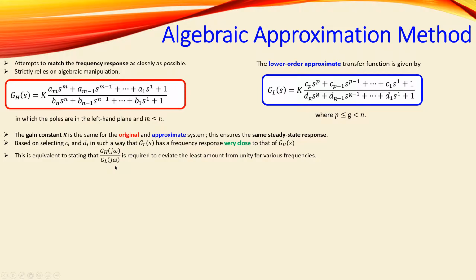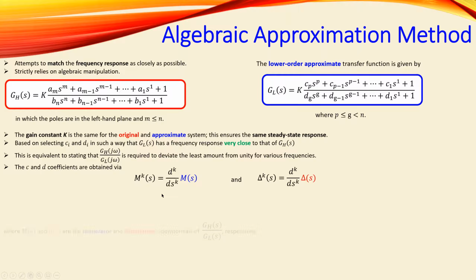Now, that can be done in this form. You can write it by stating the following expression. You can say the original transfer function divided by the approximate transfer function must have a value which is very close to unity. So you need to have a very small deviation from unity, of course in the frequency domain. Now the c and the d, the coefficients from this lower approximation, can be determined using these expressions, which will be clarified later on in an example.